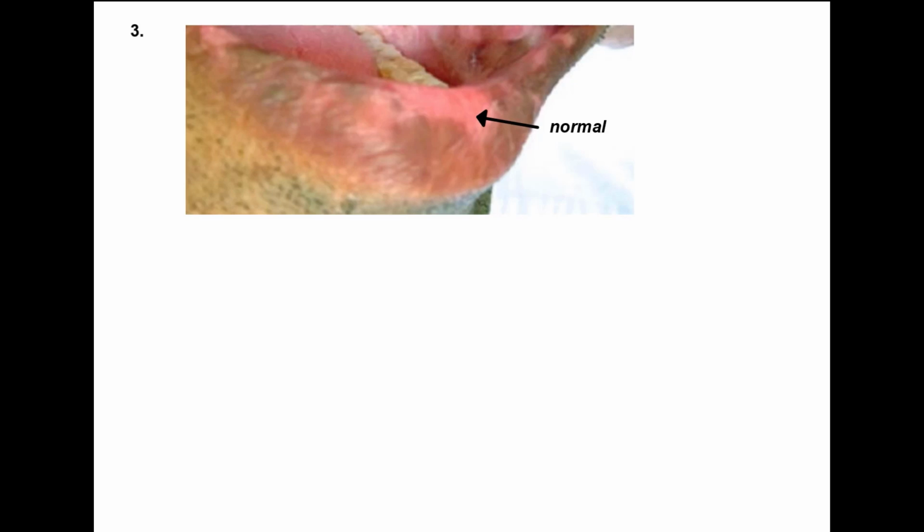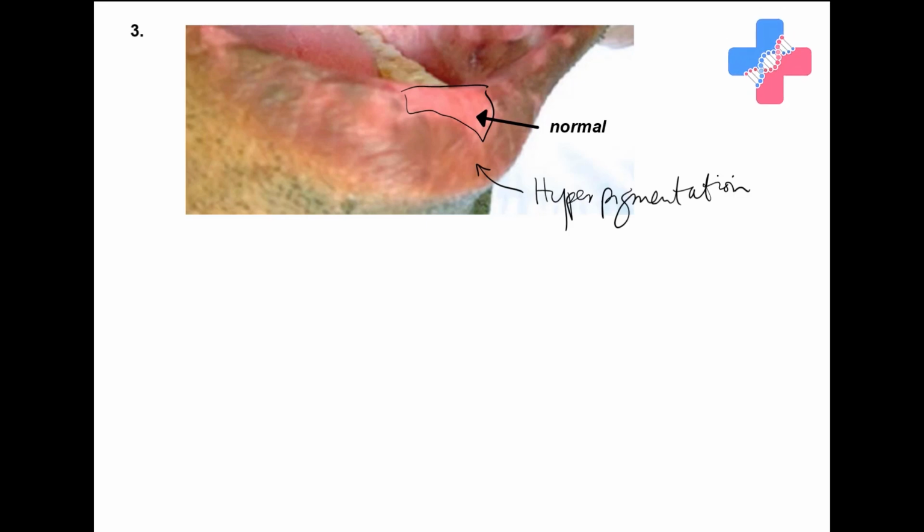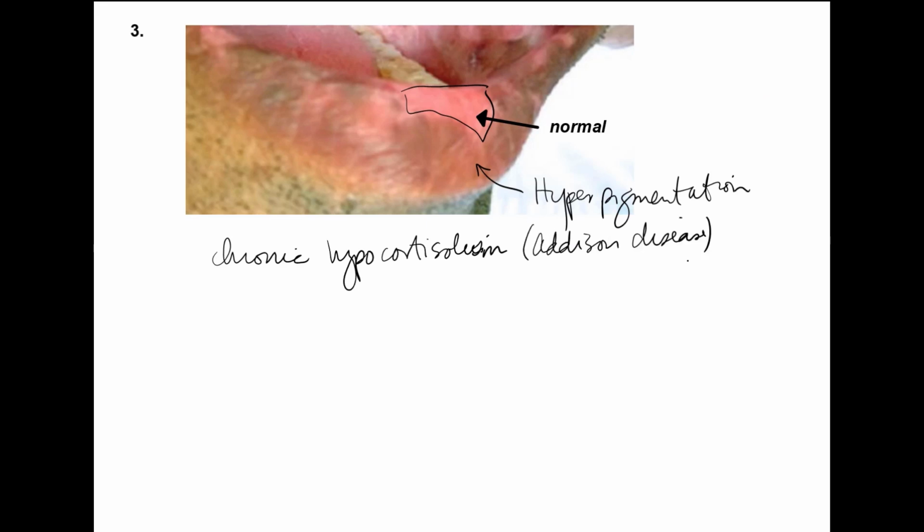This is a picture of a lower lip in which the normal pink color of the lip is identified by the arrow. Therefore, the change in the remainder of the lip is one of hyperpigmentation. And this is a classic finding of chronic hypocortisolism, or the eponym Addison disease.